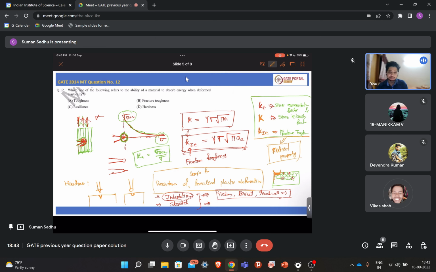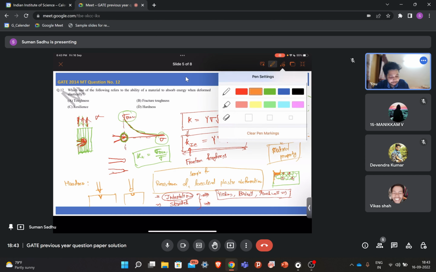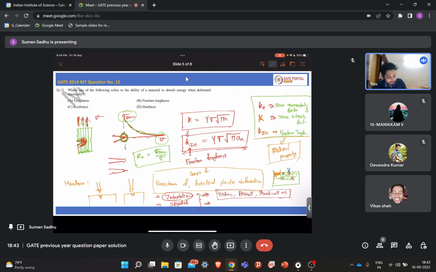But if you go for micro hardness testing, the size of the tip, the indenter you are using, is very small. So then you can go at a higher magnification, and you can take the indentation at a single phase itself. Let's say you are taking a hardness for this phase only. So this is micro hardness.